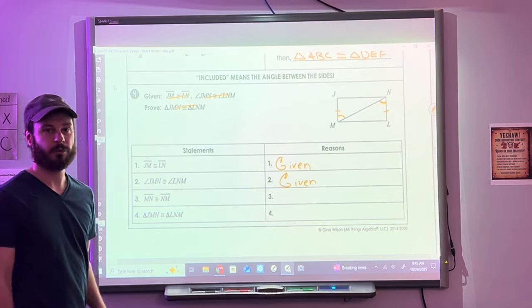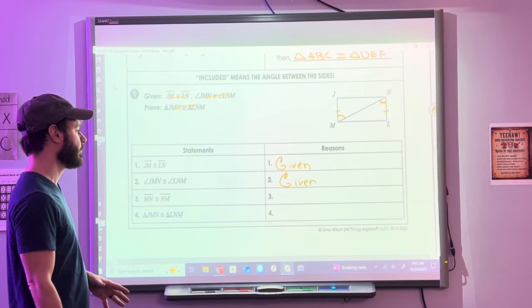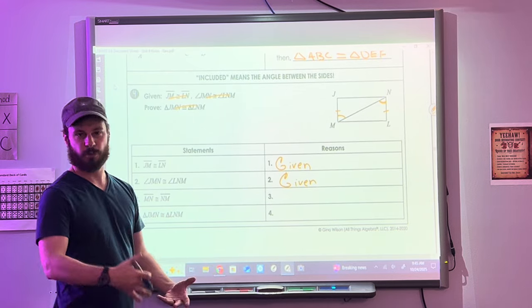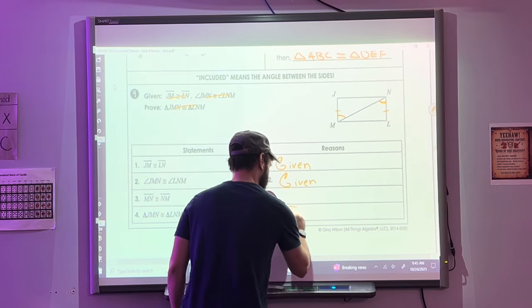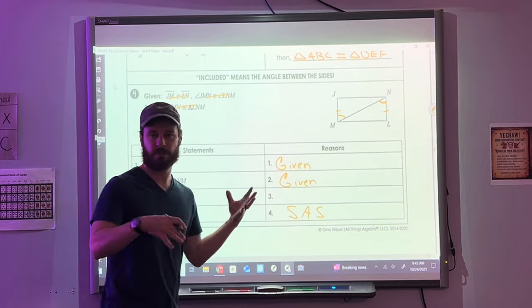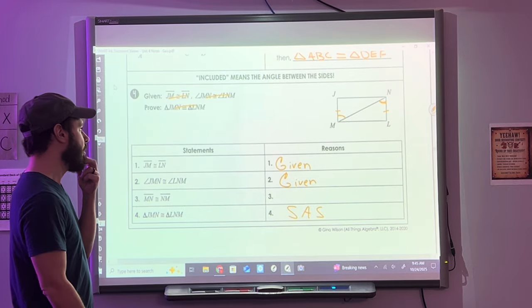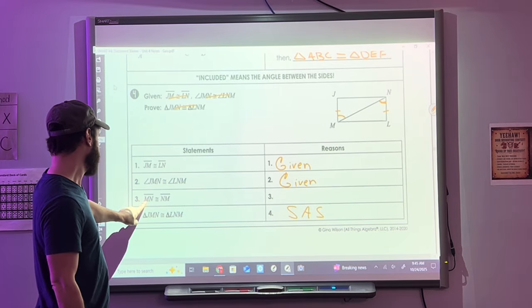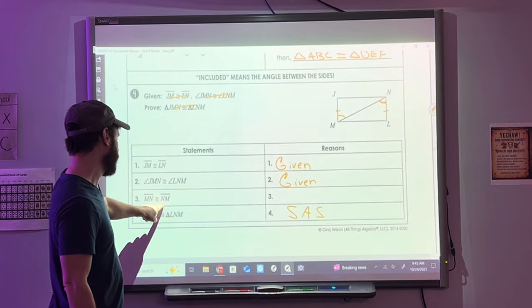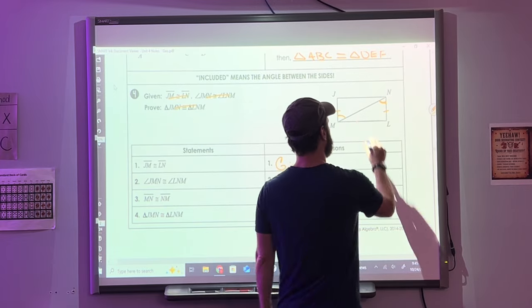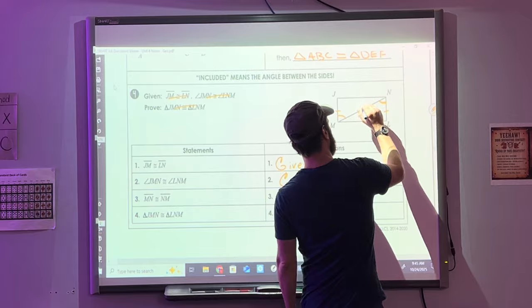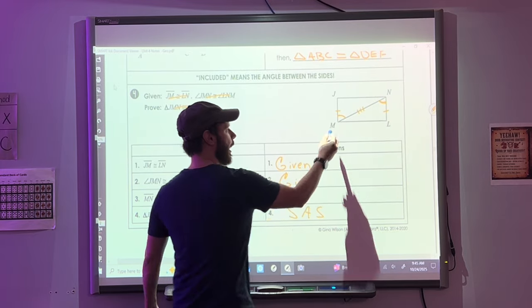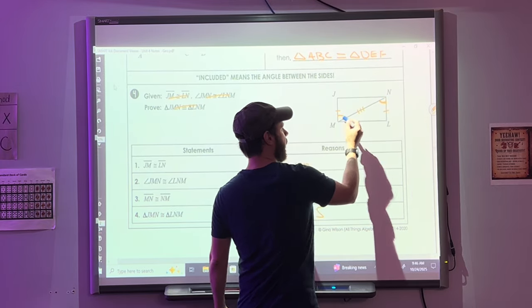Okay, I've labeled my picture. Now I know, because again, you know, you're smart kids, right? You know you're gonna do the SAS, right? You got side, angle, side. It's the topic of this part, you know it's gonna be there. But now it says MN is congruent to NM. That's saying that this one, MN is congruent to NM.